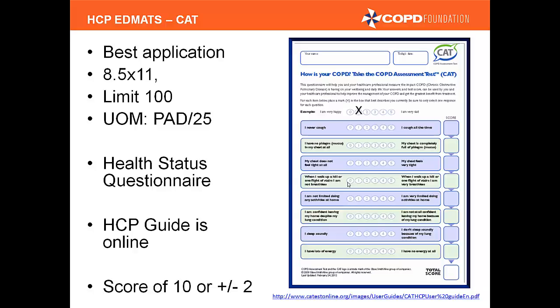Next up is the COPD assessment test. This is the questionnaire that is used for health status. This is very commonly used in pulmonary rehab centers, doctors' offices and clinics, respiratory care departments when you're assessing patient health status. It's based on 8 questions. And unlike the breathlessness scale, it doesn't just look at breathlessness. This looks more at quality of life measures. These are available as an 8.5 by 11. They come on a pad of 25.